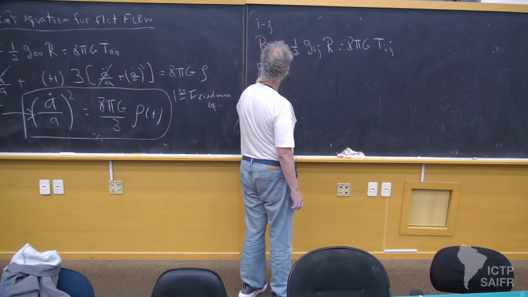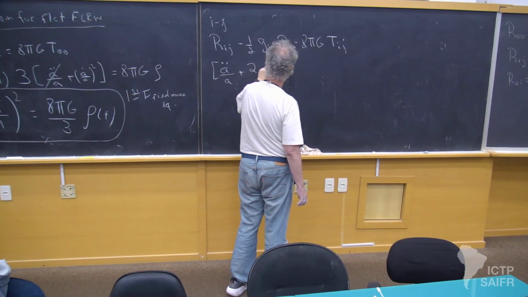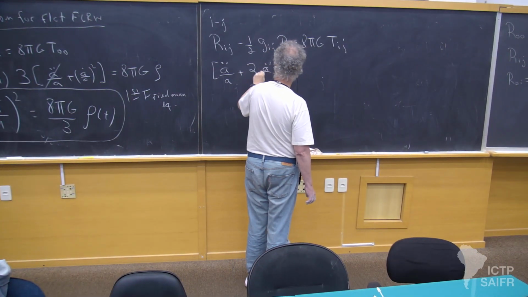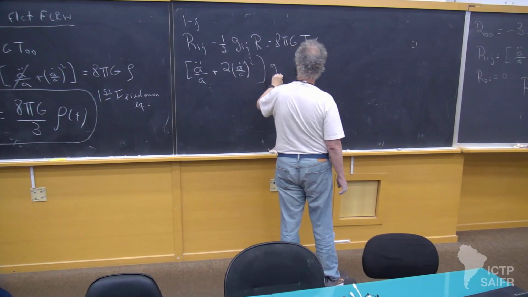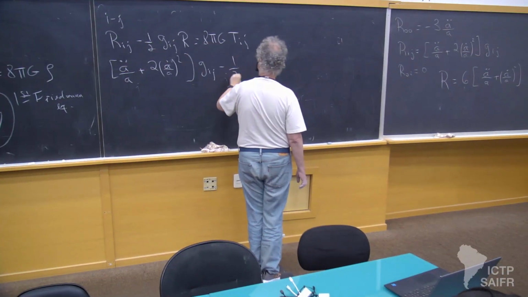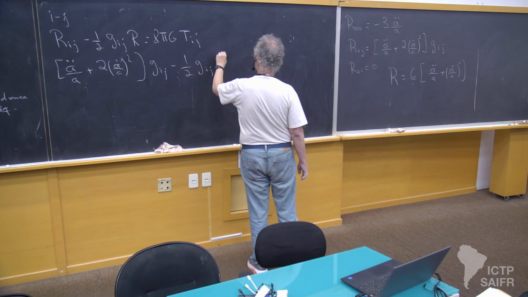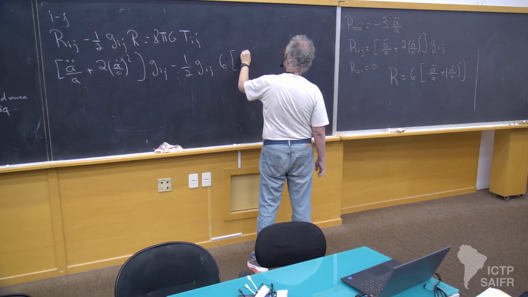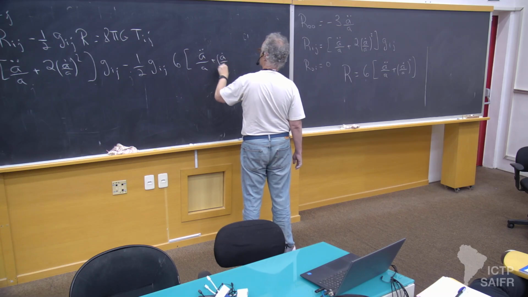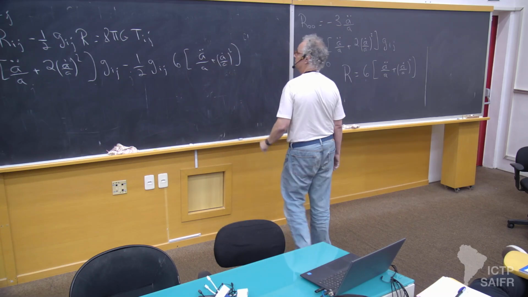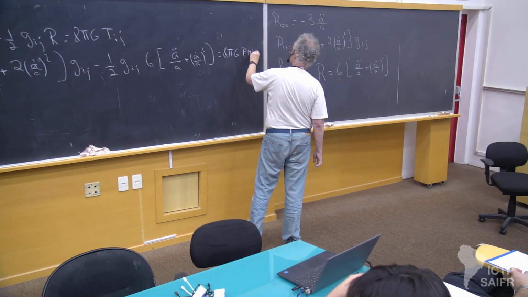a double dot over a plus 2 a dot squared over a squared, times g_ij, minus 1/2 g_ij R, which is 6 times (a double dot over a plus a dot squared over a squared), equals 8 pi G P(t) g_ij.